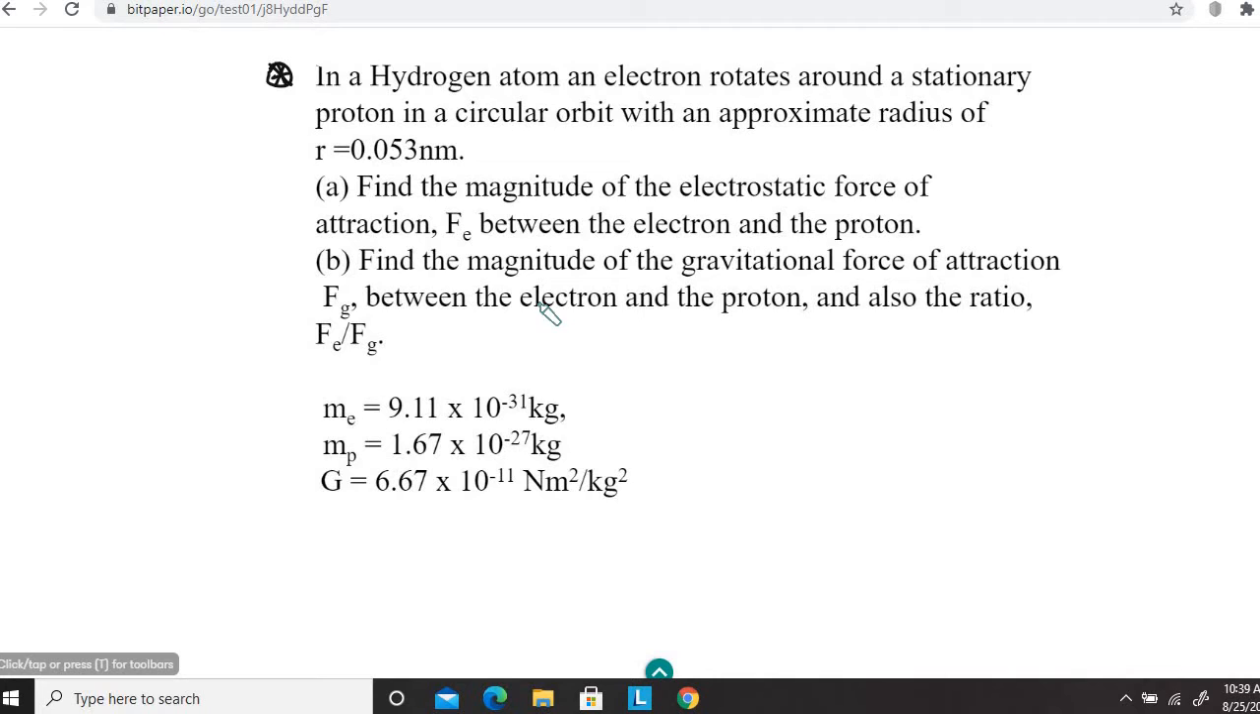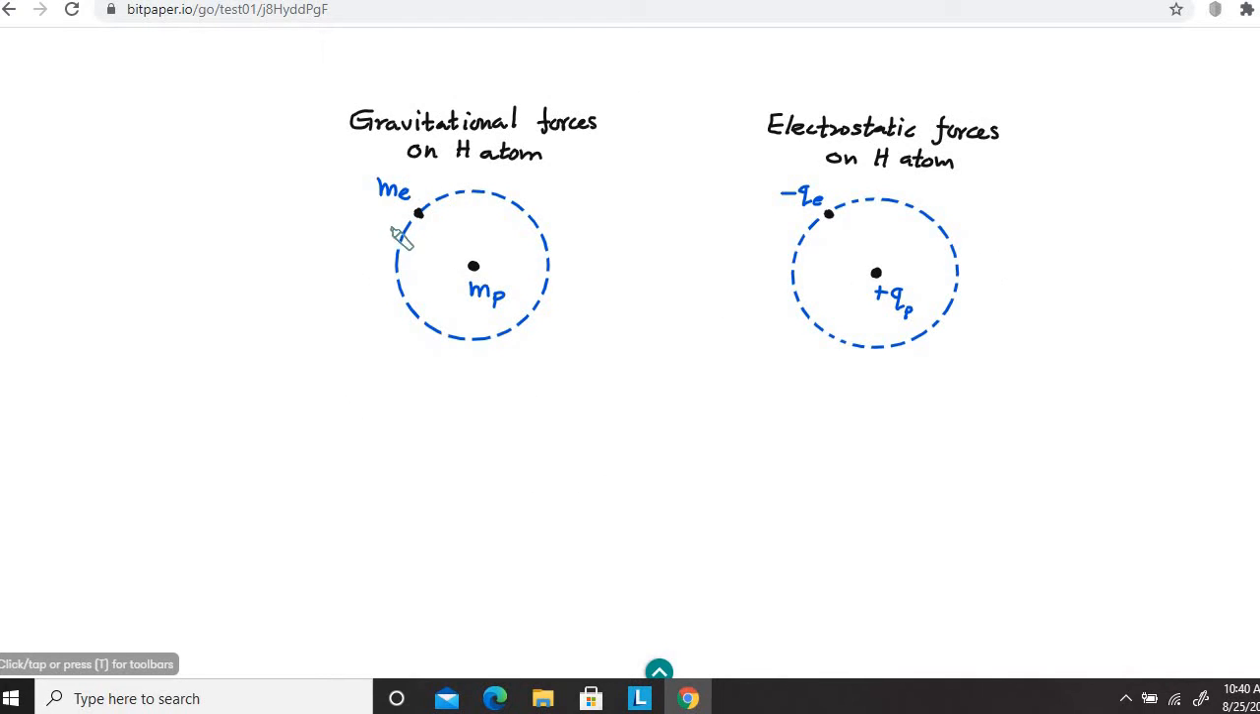The first part is asking to find the electrostatic attraction force between the electron and the proton. In the second part, part B, they are asking to find the gravitational force of attraction between the two masses, that is the electron and the proton. And finally, we need to take the electrostatic force over gravitational force and get that ratio. So first, let's figure out the forces acting between these two particles.